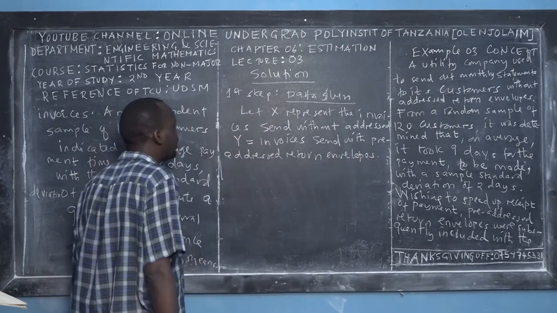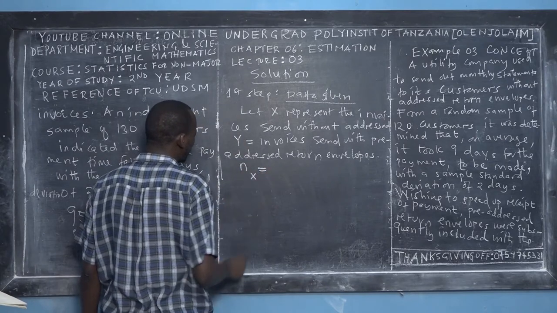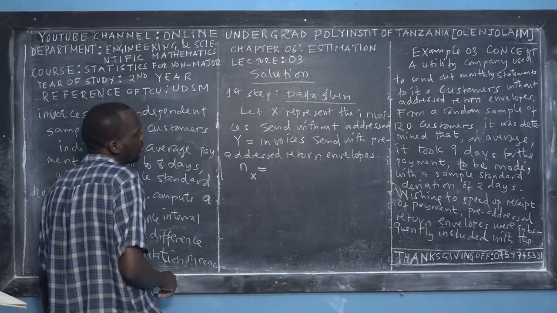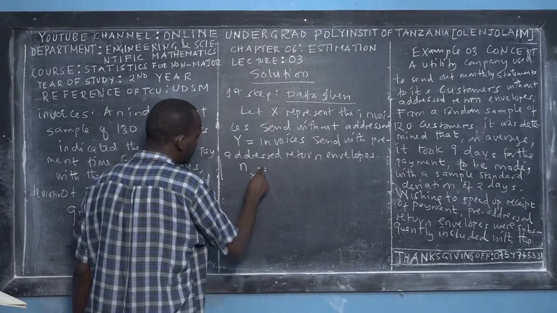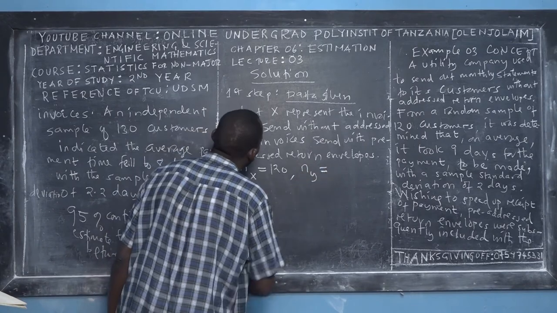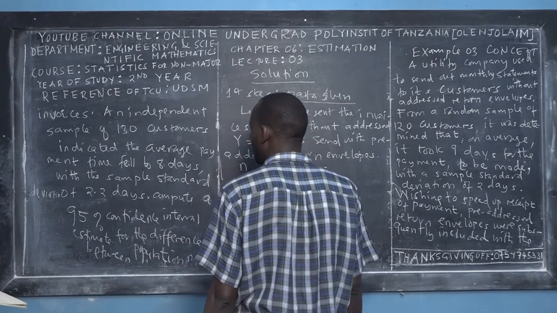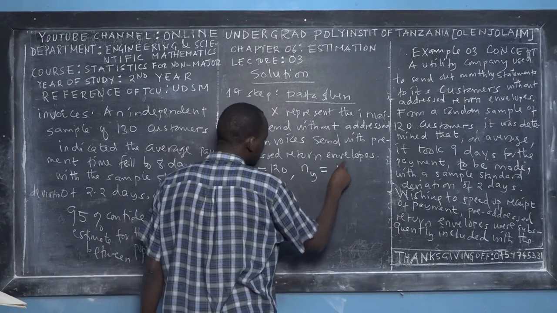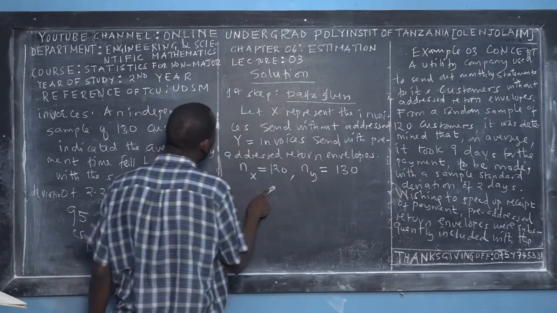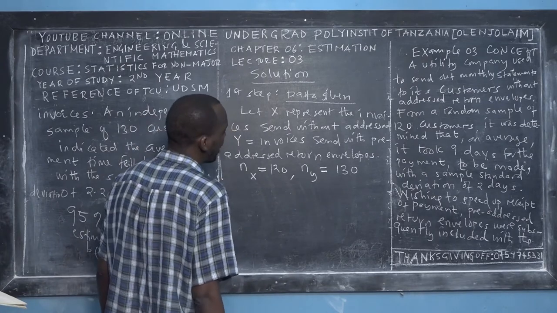If that's the case, what is the sample size for the sample drawn from population X? It will be given as 120. Again, we have the sample size for Y, invoices sent with pre-addressed return envelopes, an independent sample of 130 customers. This one is slightly larger compared to the first.